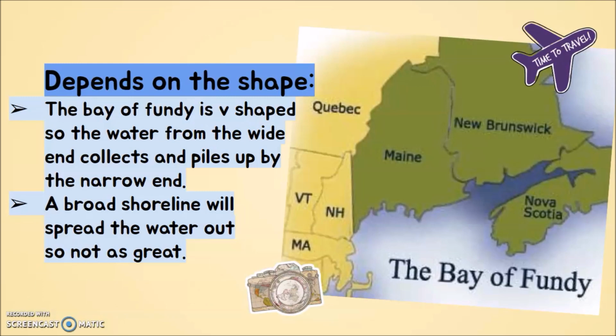The reason for such a high tidal range is going to depend on the shape of the shore. In places like the Bay of Fundy, the bay is going to be in a V shape. As water enters from the wide side of the bay, it's going to collect, and by the time it gets to the shore, there's going to be more water than the shore can handle, and it's going to rise up a lot higher. As opposed to a broad shoreline, the water is not going to pile up, so the tidal range is not going to be as great.